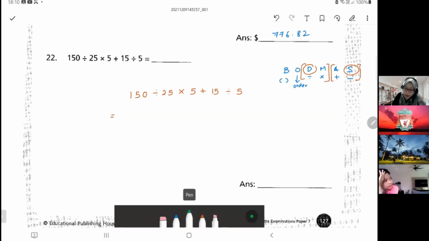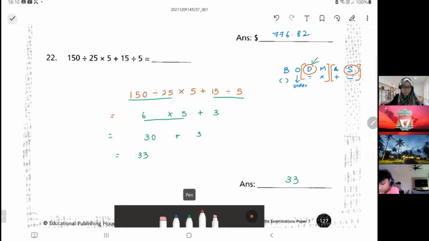Okay. So I have here division, so I have to do that one first, right? 150 divided by 25, then I get 6. And then I times 5, copy down, plus 15 divided by 5. I can do this one also, right? Division do first, correct? 3. Then 6 times 5, next. Then you plus 3 equals to 33. That is your answer. All right. Next.